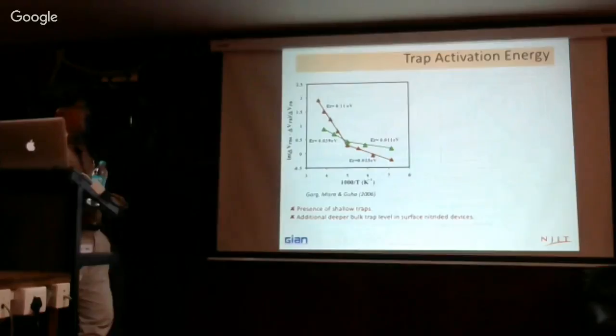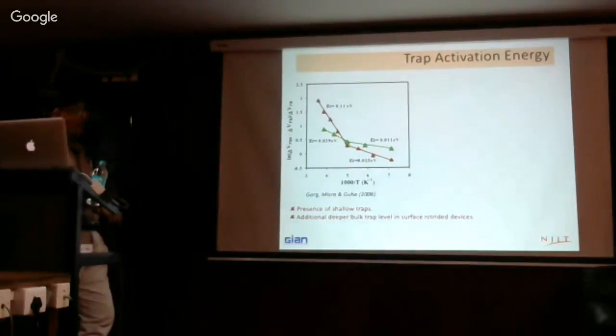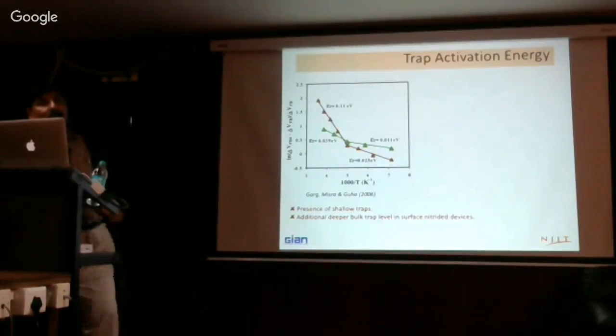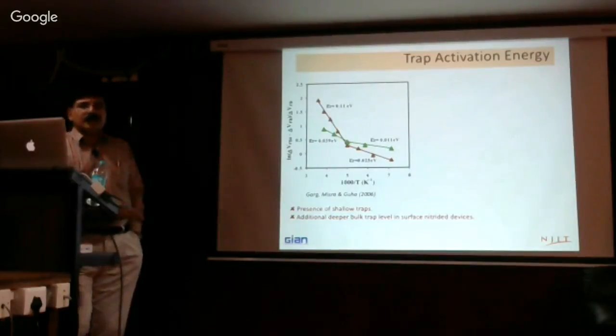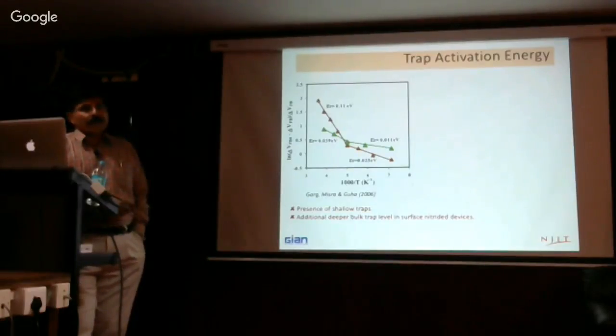Some of them are actually shallow traps, very shallow, 0.1 electron volt. But there is one of them that is not exactly shallow, because the germanium band gap is smaller than silicon. You have some defects that will be contributing to the leakage process.